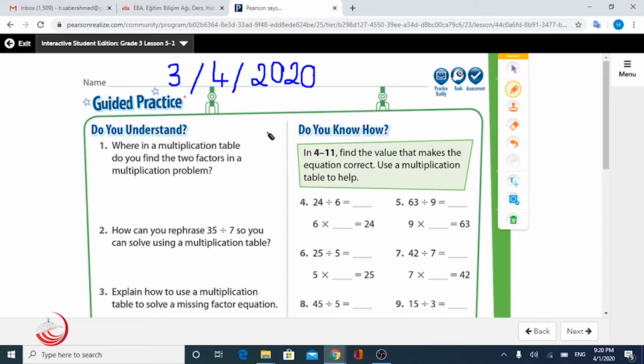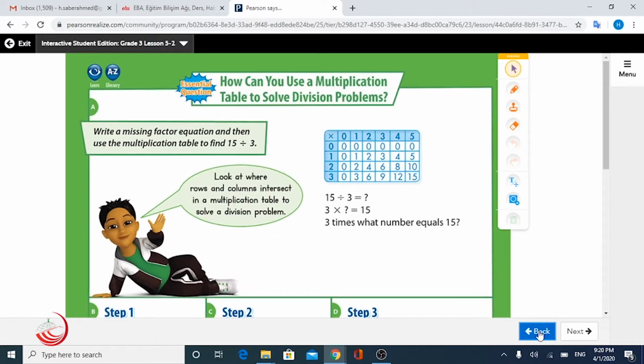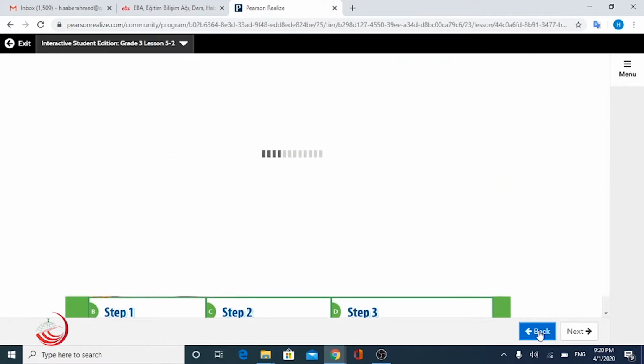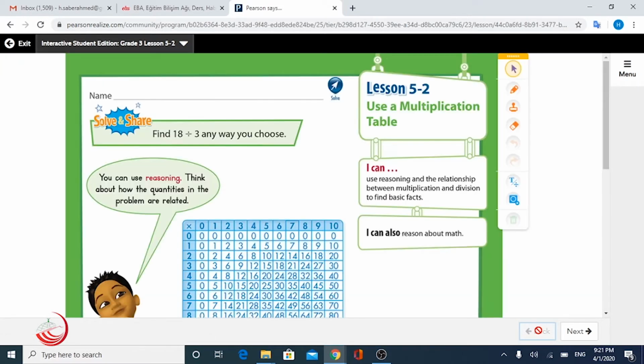Okay, but before starting to solve the questions below, we will make a quick review of what we have studied before. I want you now to go back to page 243. On page 243, we will find the multiplication table.